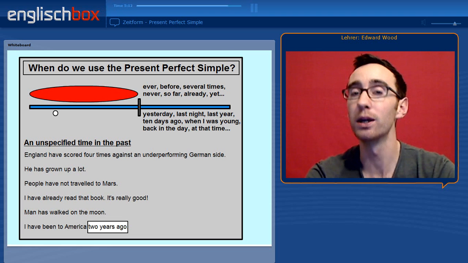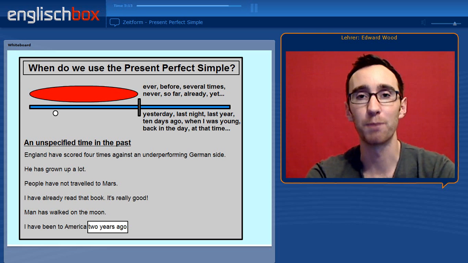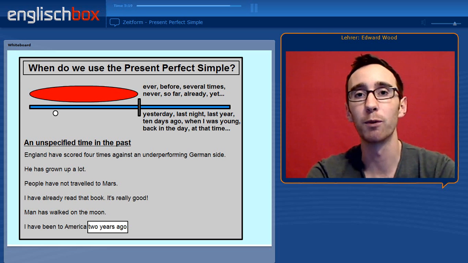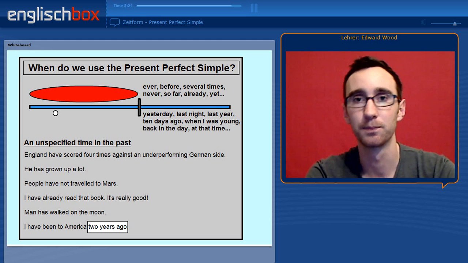However, if someone only wants to know if we have been to America once or twice or 3 times in our life, then when we went last time is not important. So I would say I have been to America.